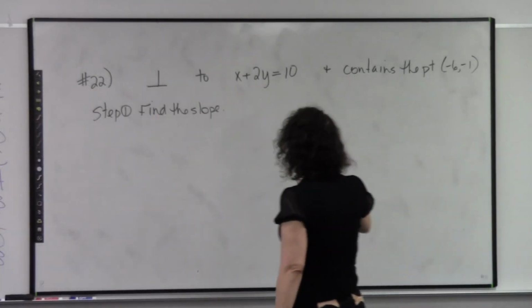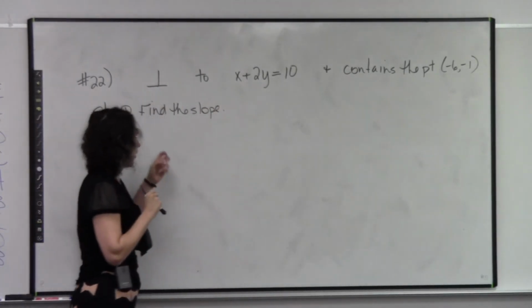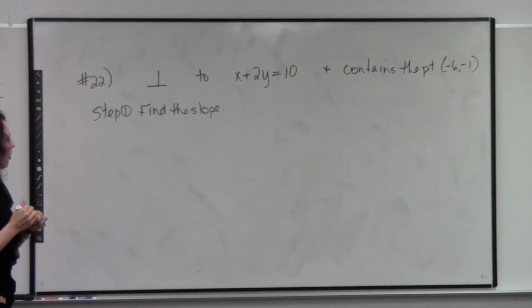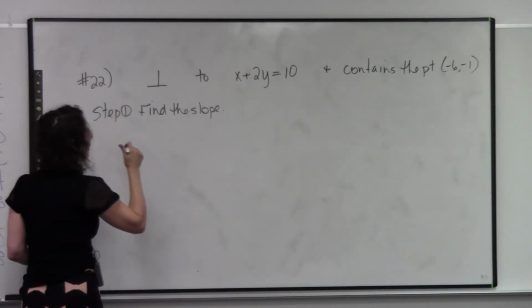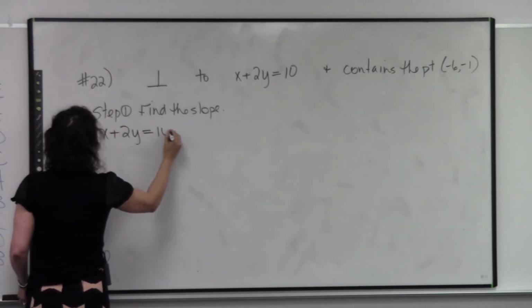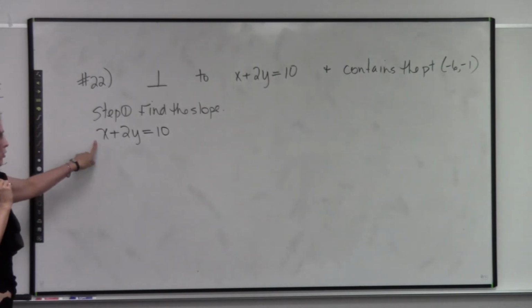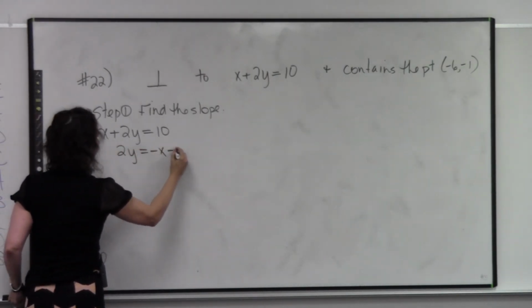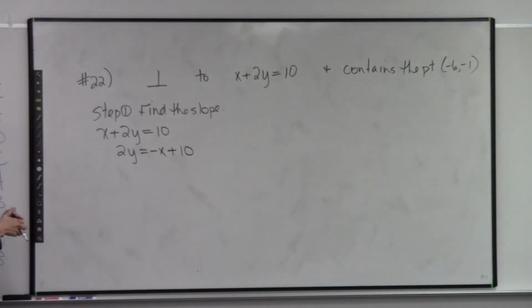All right, so how are we going to find the slope of this equation? Because remember, we've got to have the slope and a point to use point slope. So how are we going to find the slope? Or y equals mx plus b. All right, so we're trying to put it in slope-intercept form. So I would need to subtract the x, correct? Okay, what else would I need to do?